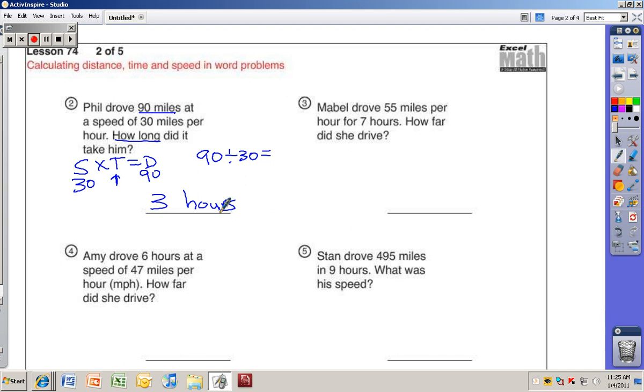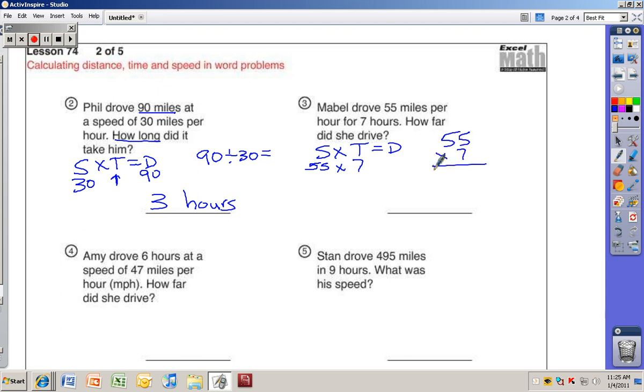Mabel drove 55 miles per hour for 7 hours. How far did she drive? So the first thing I write is Stinky Tim died. Okay, and what do I know? 55 miles per hour. What's that? Speed, 55, okay? 7 hours. What's that? The time. Now how am I going to figure out the D? Multiply 55 times 7.